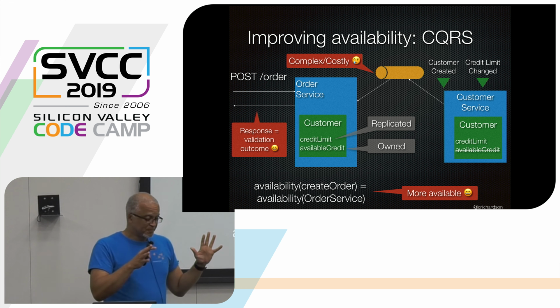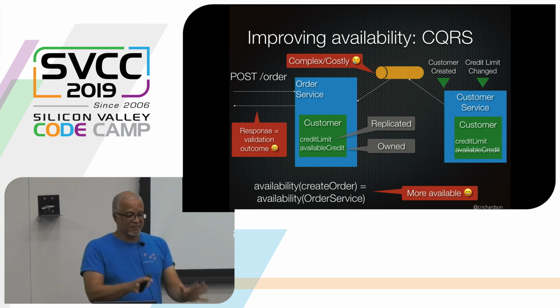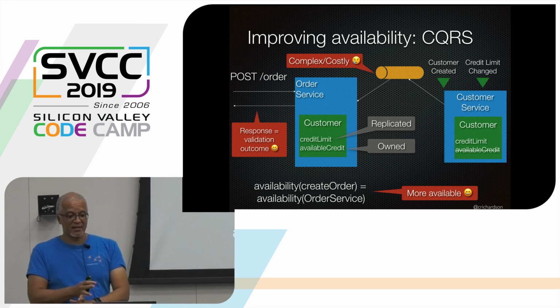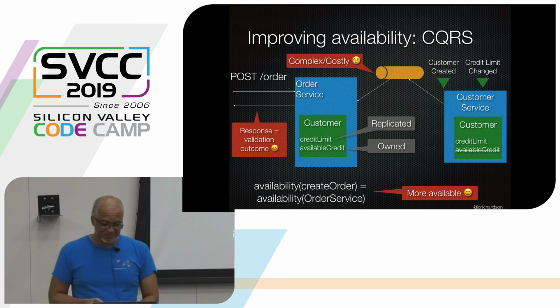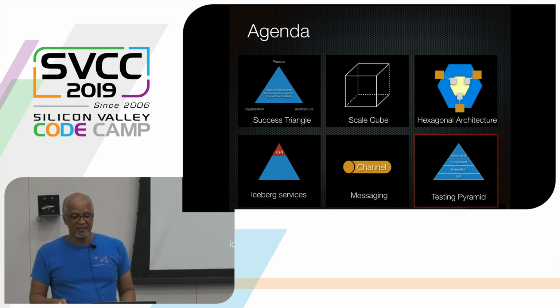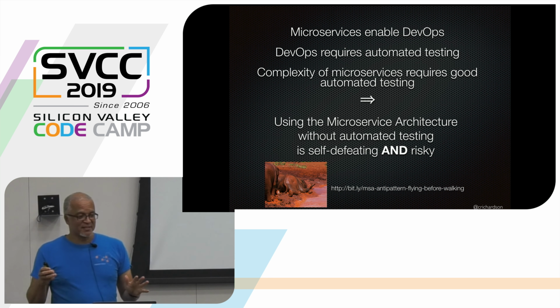So you want to have services communicate asynchronously, and there's a couple of patterns for that, sagas and CQRS. So that's messaging. The last thing I want to talk about is testing.